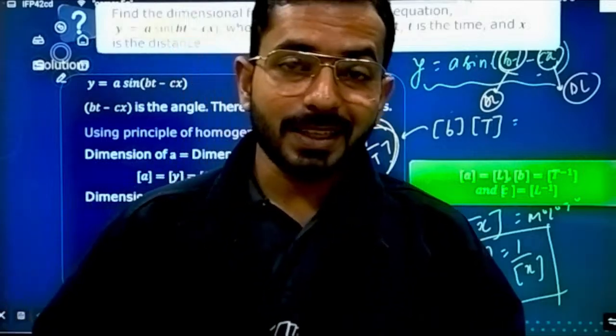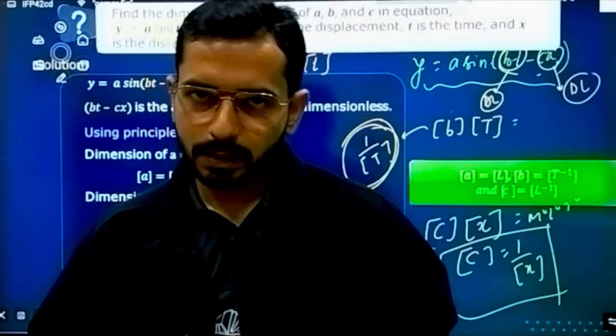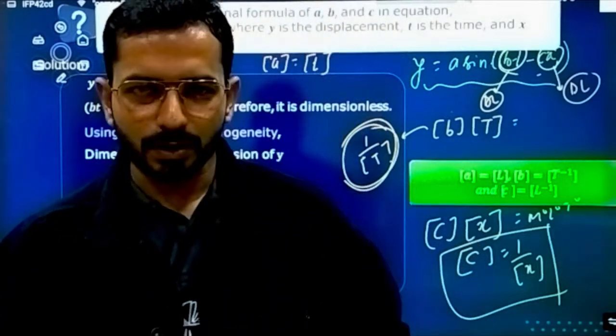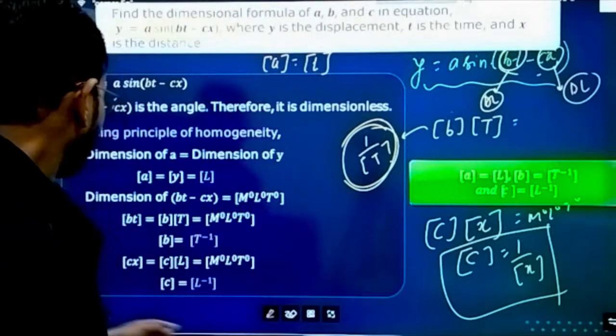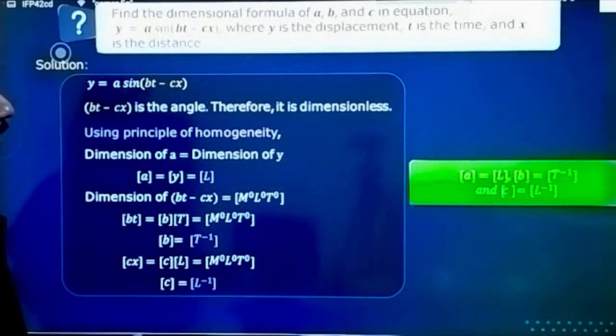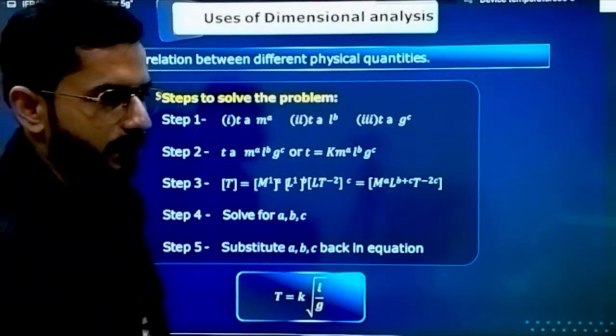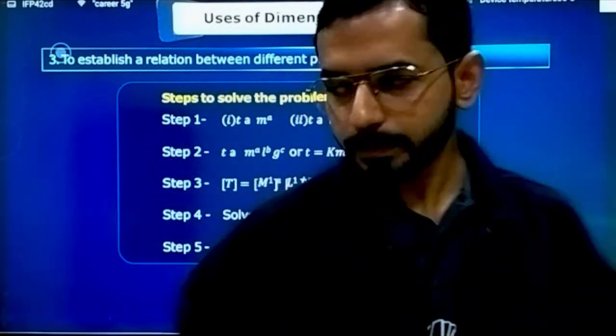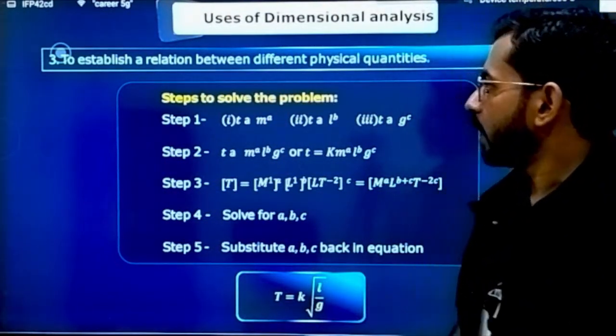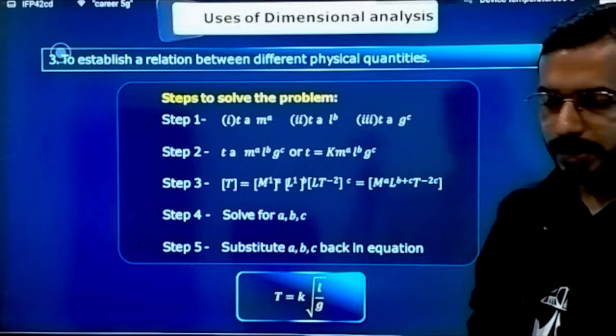So the question is one, but the concept that is important to understand is a lot. A lot of questions also come from this topic. Easy topic, but yet scoring. At least one question you will always have from this topic. Okay, fine. Now, how to establish a relation between different physical quantities?